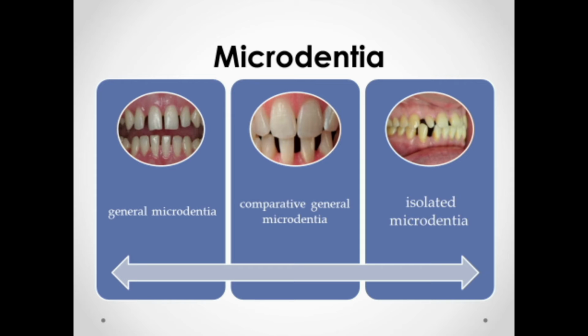Comparative general microdenture is a condition described as a combination of teeth with normal sizes and too small teeth. Moreover, there are more mandibular teeth that are too small than the normal ones. Isolated microdenture is a situation when a patient has only one little tooth and the other teeth are normal. The most frequent situation is microdenture of the lateral upper incisor or microdenture of the third molar.